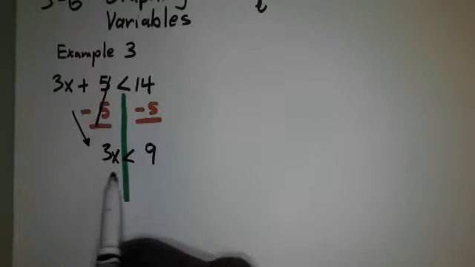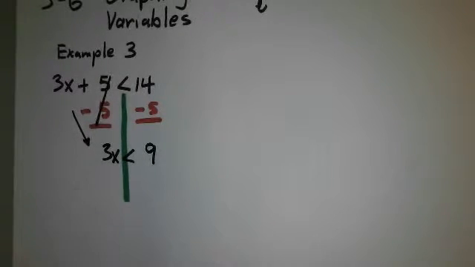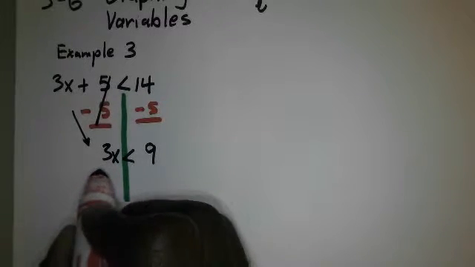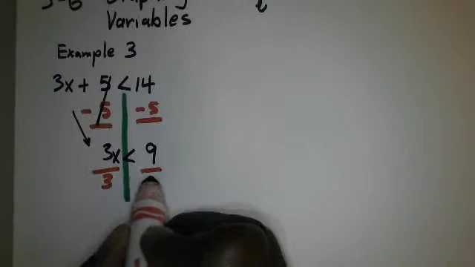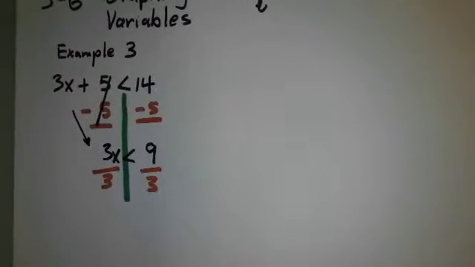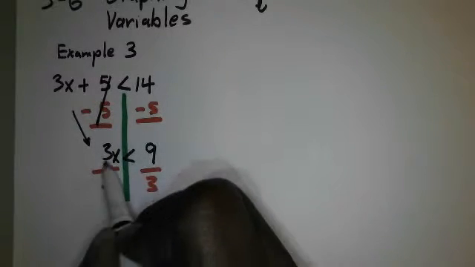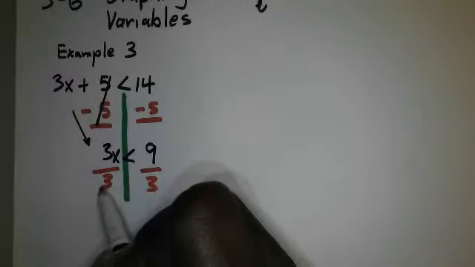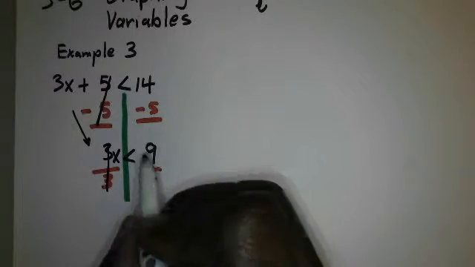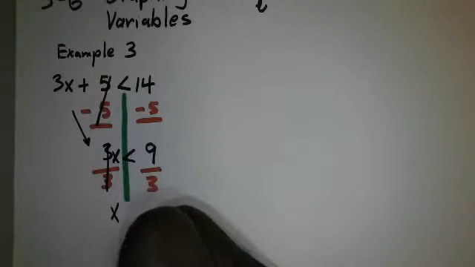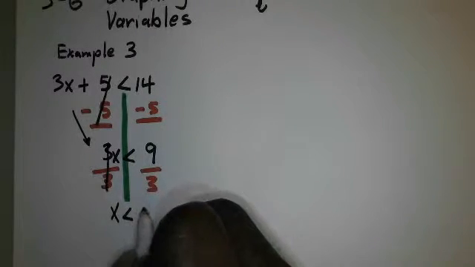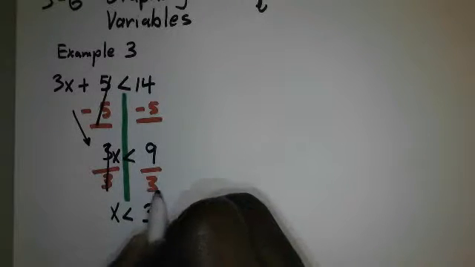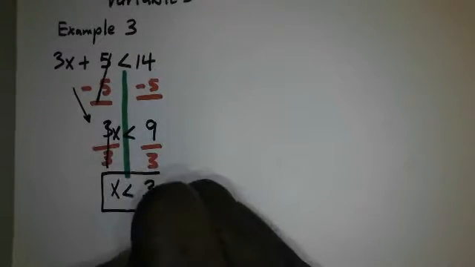We're still trying to get x by itself, so we need to get rid of the 3. In order for us to get rid of the 3, since it's multiplication, the opposite is division. So we're going to divide by the same number on both sides. Now that does cancel out the 3s, which is 3 divided by 3, which ends up being 1x. So once these are canceled, this is just x. x is now less than 9 divided by 3, which is just 3. Now here's our answer. x is less than 3.